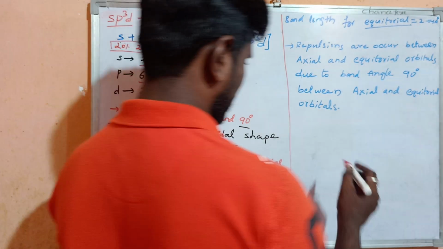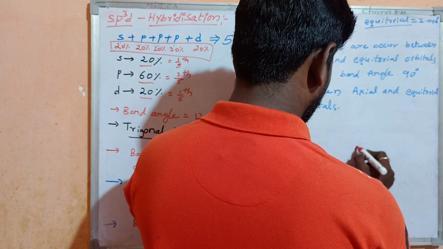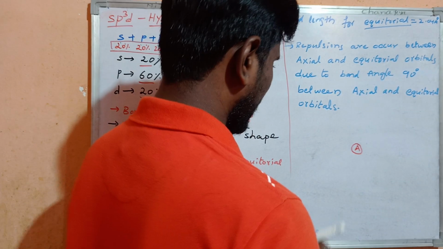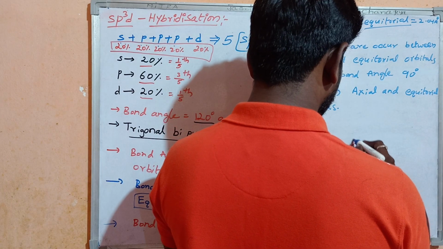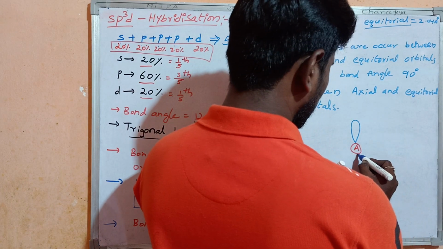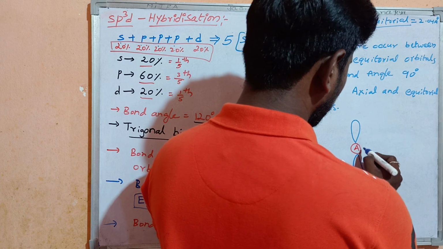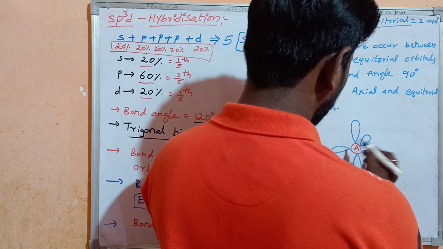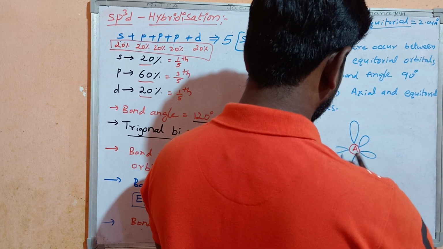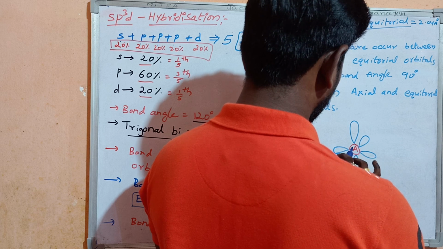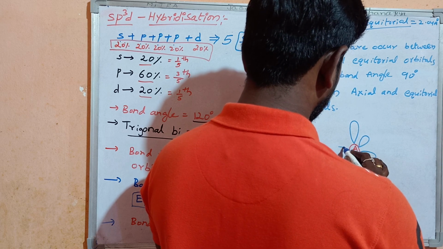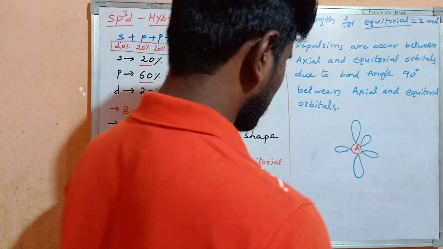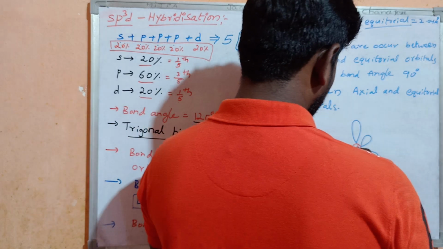How to write that structure also. This is the central atom. Around the central atom, 5 sp3d hybridized orbitals are arranged. This is one sp3d hybridized orbital, this is also, this is also, this is also, and this is also an sp3d hybridized orbital. These 5 are sp3d hybridized orbitals. So listen, look at all of you.